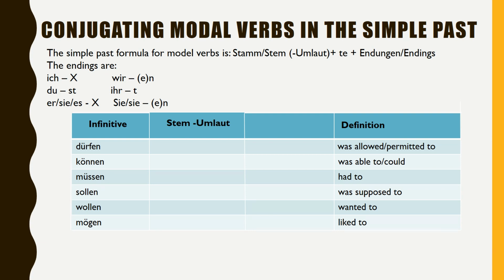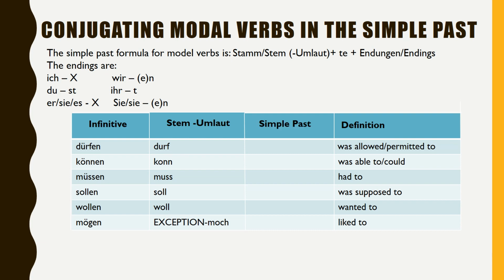In the chart below, in the first category, find the stems of the verbs on the left. Remember, it's not just the stem, it's the stem minus the umlaut because we're finding the stems for the simple past. Pause the video now. You should have dürf, kon, muss, soll, wohl, and an exception, moch.